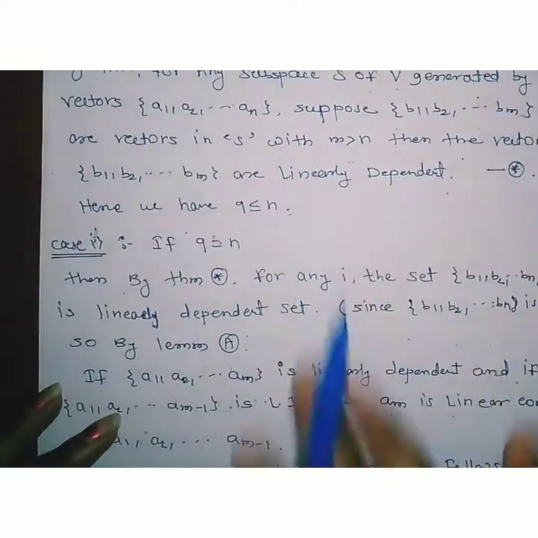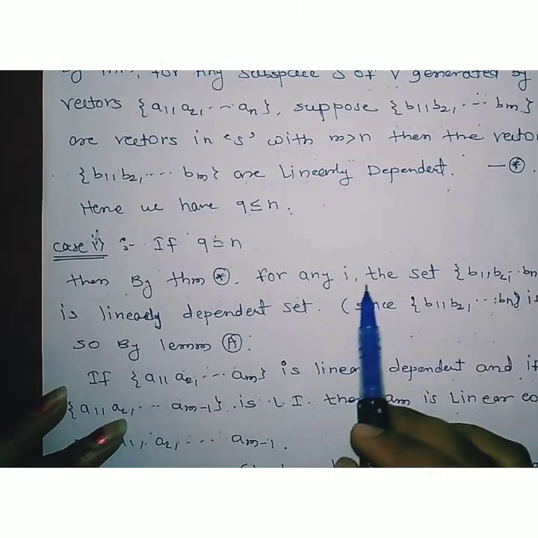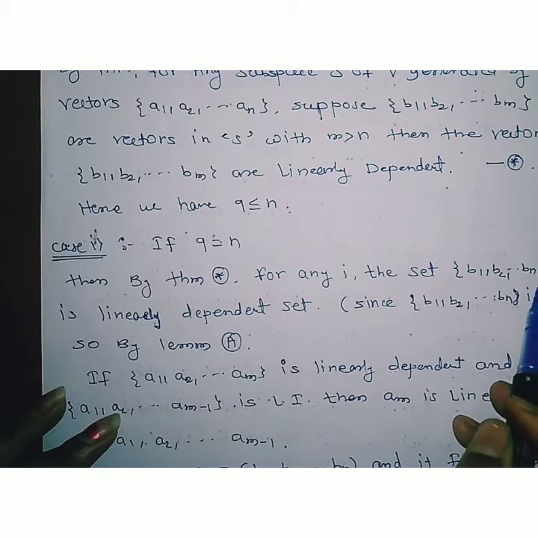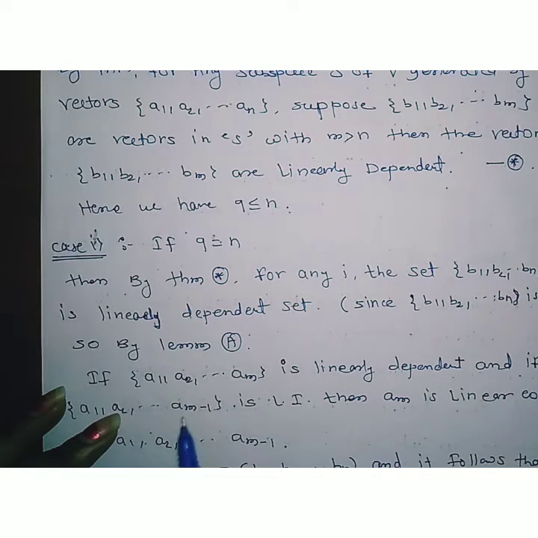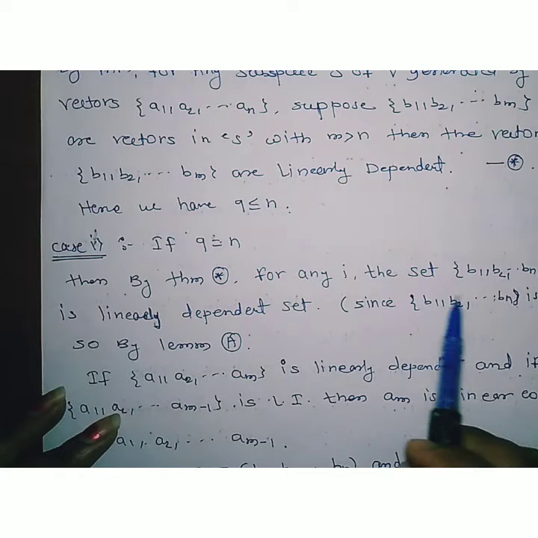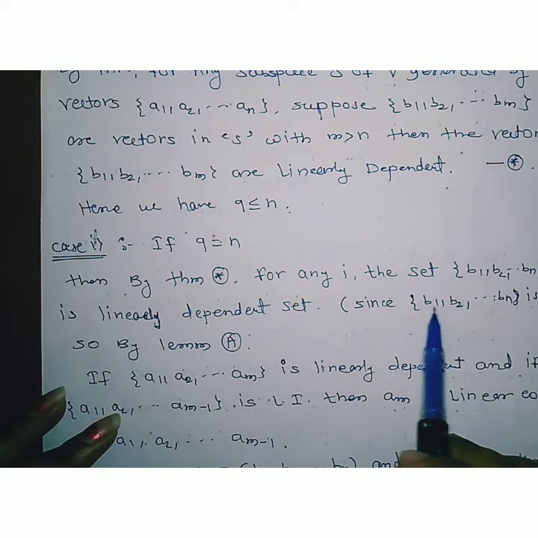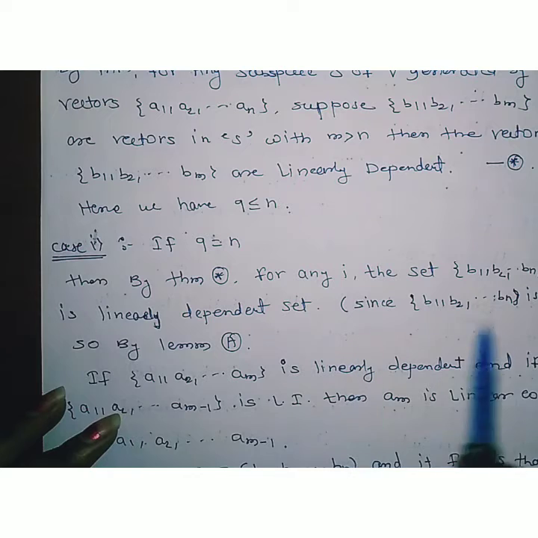Therefore, by using this theorem star, for any i, the set b1, b2, bn, ai is a linearly dependent set. Why does this happen? Since b1, b2, bn is a linearly independent set, if we add any element ai to a linearly independent set, the set should be linearly dependent.